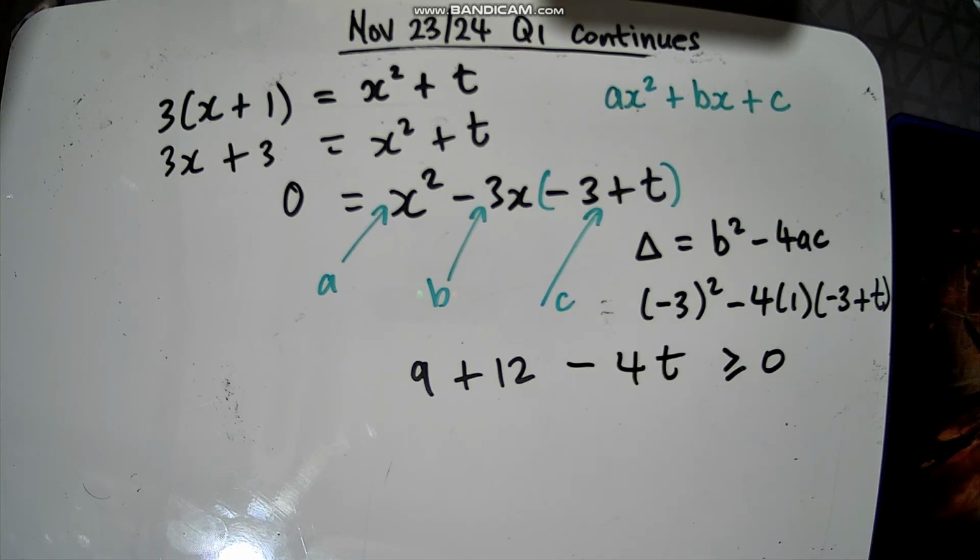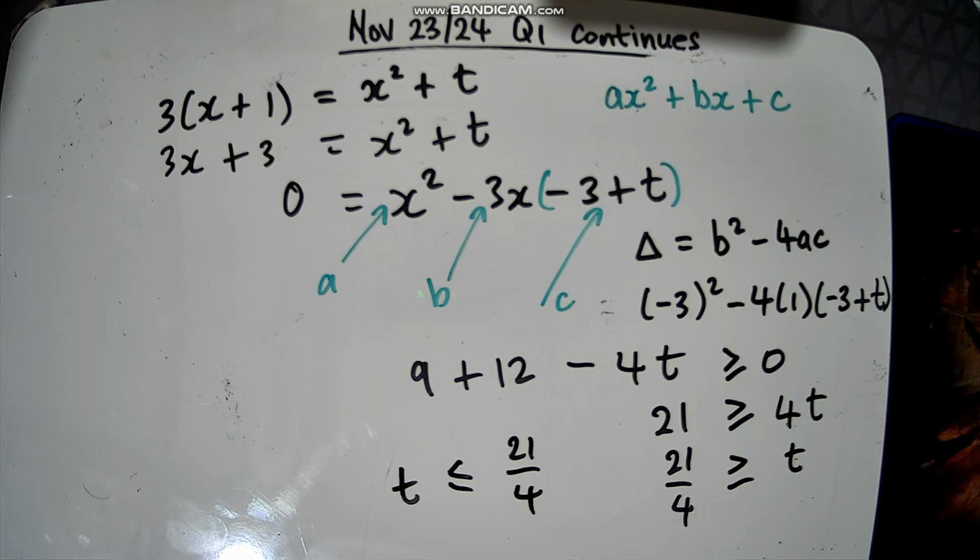Simplify 9 and 12, we'll get 21. And moving minus 4t over to the right hand side, we will now get plus 4t. Dividing both sides by 4. T is less than or equal to 21 over 4. And we can write that in a way that seems more appropriate. So reading it from right to left, t is less than or equal to 21 over 4. And then all you have to do is write it correctly. Right, that's how easy that is. Well, that was question 2 completed. In the next video, question 3.